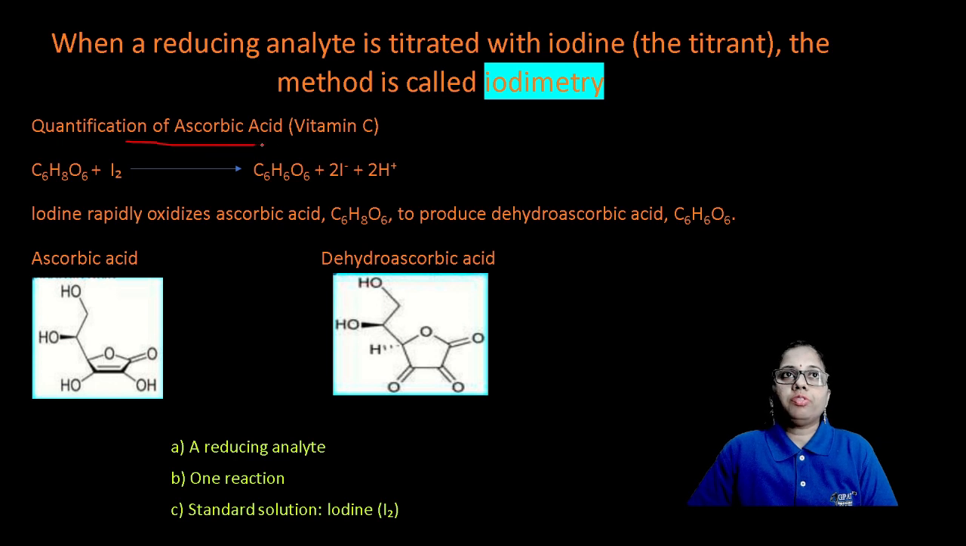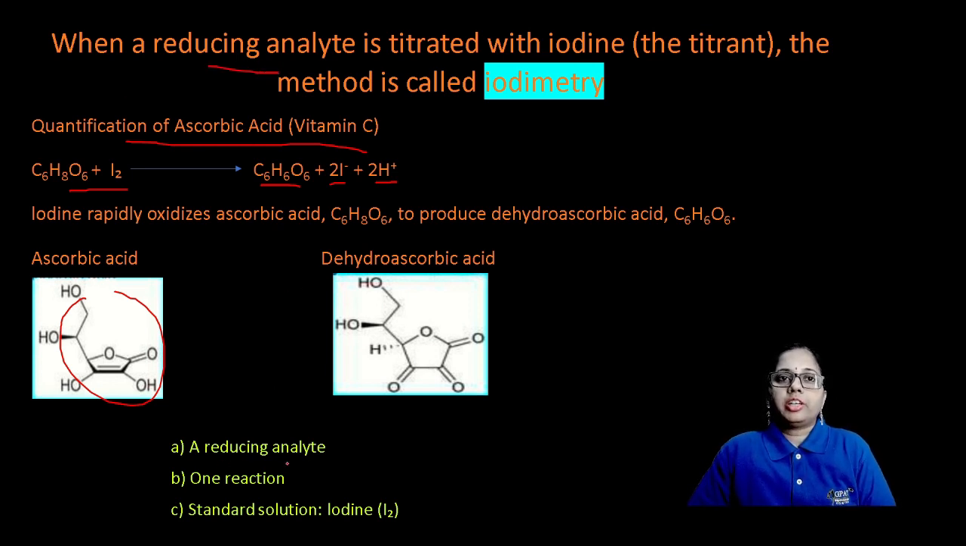Take the quantification of ascorbic acid, that is vitamin C. If you see the chemical reaction for ascorbic acid, whenever iodine solution is used as the titrant, the ascorbic acid is converted to dehydroascorbic acid. Then iodide ions and H+ ions are produced. These are the structures: this is the ascorbic acid structure, and it is converted to dehydroascorbic acid. This reaction is actually happening by an oxidation process.